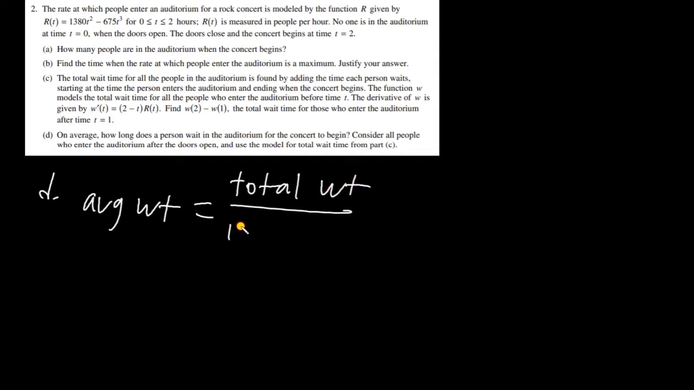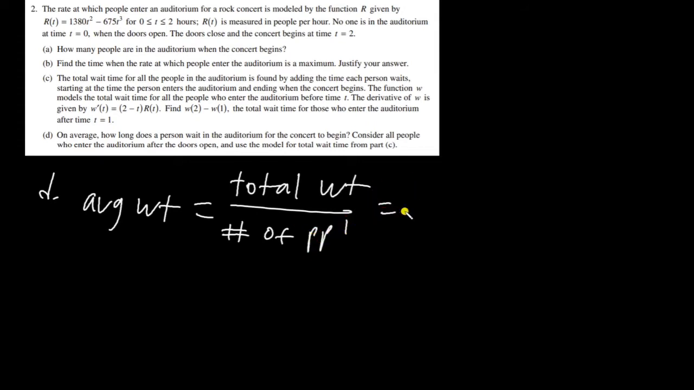Okay, so part D: on average, how long does a person wait in the auditorium for the concert to begin? Consider all people who enter the auditorium after the doors open and use the model for total wait time from part C. Okay, so if you want to think about the average wait time for a person, the average wait time is going to be the total wait time divided by the number of people, right? That should make intuitive sense, okay?